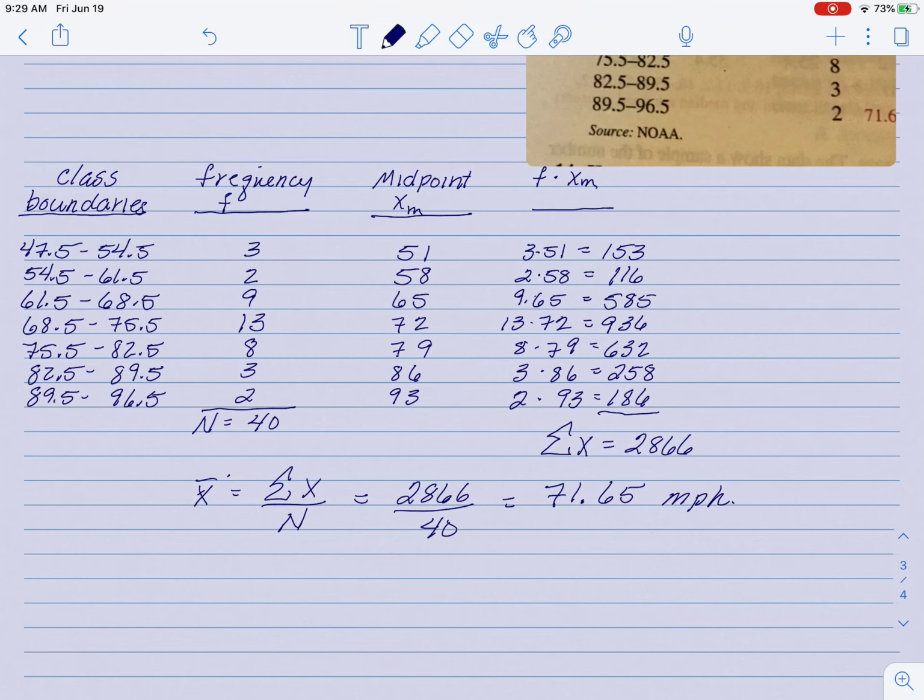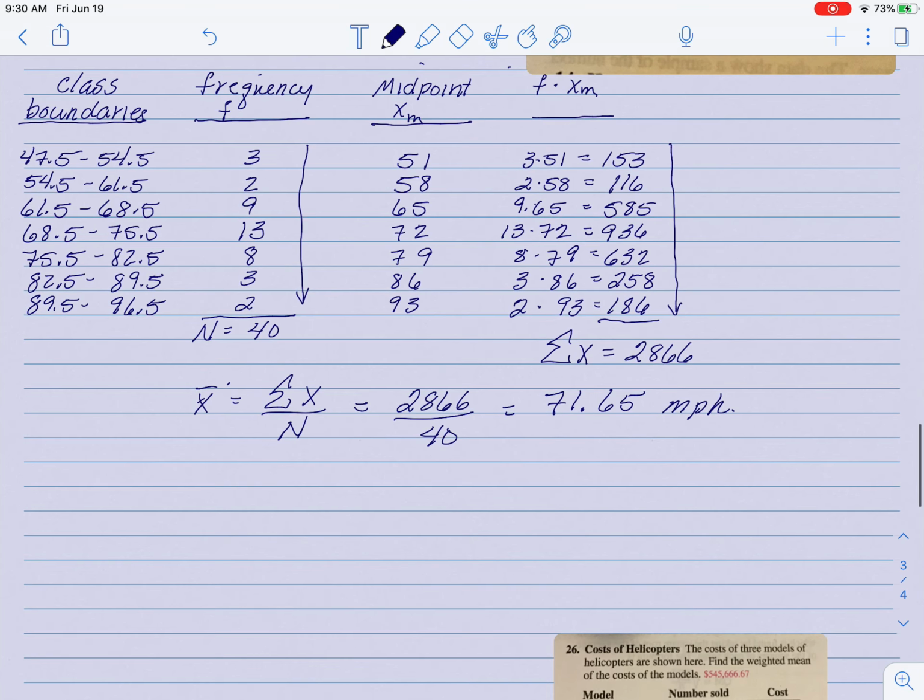You have to create these two columns, the midpoint column and the frequency times the midpoint column. Then we add the frequency and we add the frequency times the midpoint. Then we divide the sum of the frequency times midpoint by the total frequency, and that'll give us our mean value.